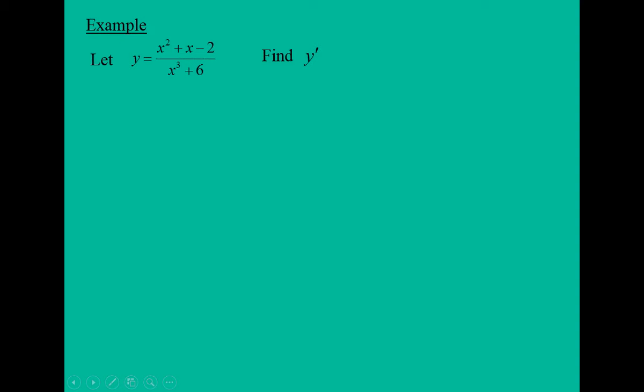So it says let y equal x squared plus x minus 2 divided by x cubed plus 6. Find y prime. Okay, so we need to find the derivative. Here, it doesn't appear that we can simplify this function, so we're just going to go ahead and apply the quotient rule. So applying the quotient rule, we'd have the bottom times the derivative of the top function minus the top function times the derivative of the bottom function all over the bottom function squared.